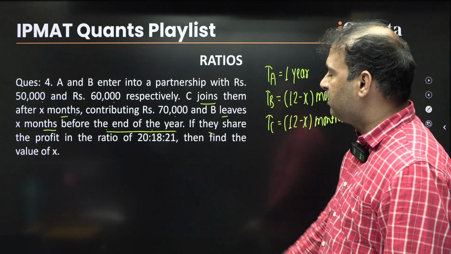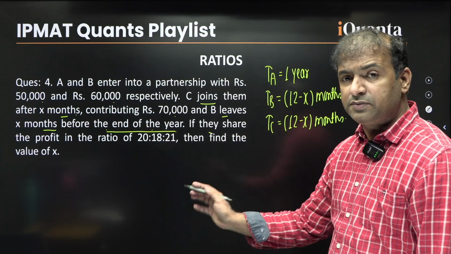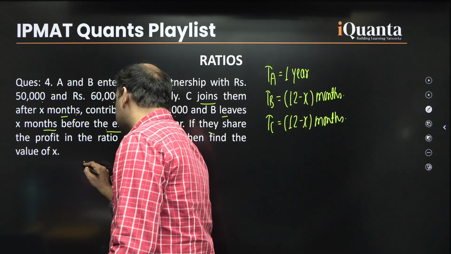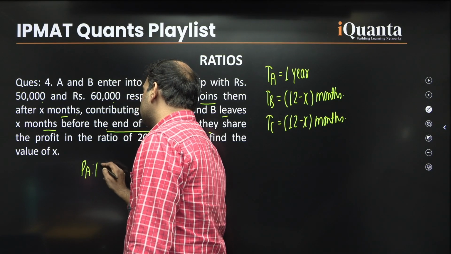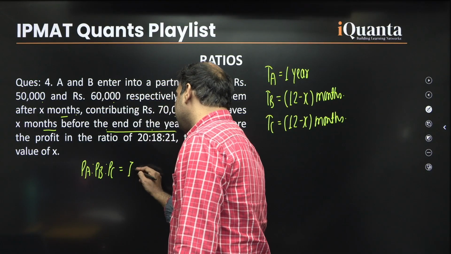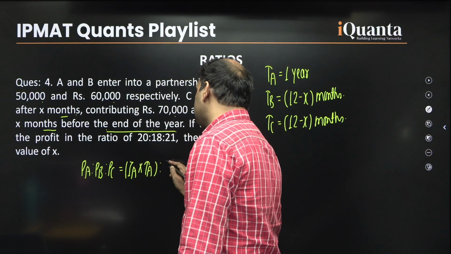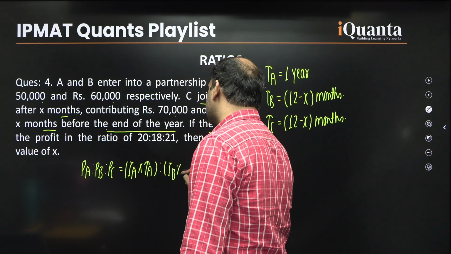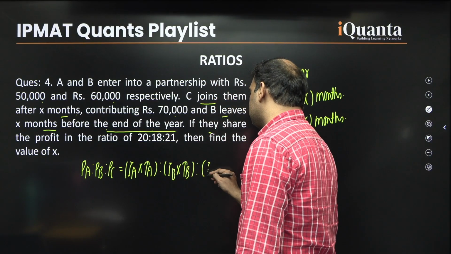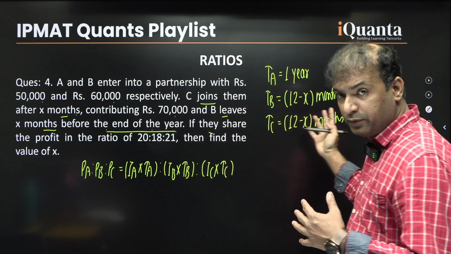We can use the ratio of the profit and the ratio of the product of investment and time period, as we do in compound partnership. So let me write the relation first of all. The ratio of the profit PA to PB to PC is IA into TA to IB into TB to IC into TC. First thing first. Now guys, अब हम यहाँ पे ये सारे values जो हमें पता है वो put करेंगे.